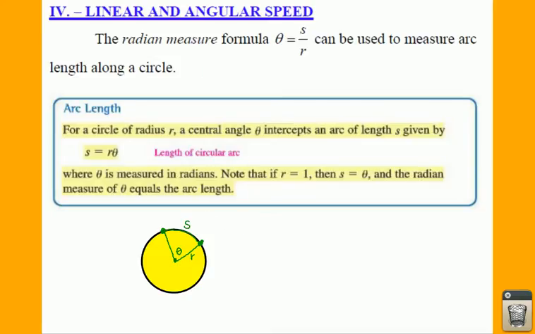Now, a very, very important thing to know is theta must be in radians. If you don't write it in radians, number one, it's not going to make sense because you're going to be multiplying something by degrees, which doesn't make a whole lot of sense. But also, you're not going to get the right answer.